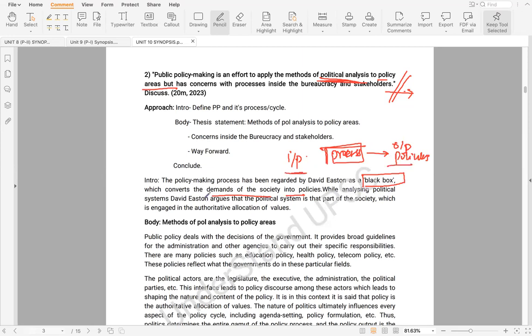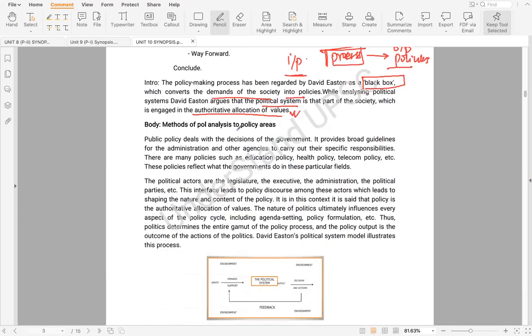While analyzing the political systems, David Easton argues that the political system is that part of the society which is engaged in the authoritative allocation of values. Methods of political analysis to policy areas. Public policy deals with the decisions of the government. It provides broad guidelines for the administration and other agencies to carry out their specific responsibilities. There are many policies such as education, health, telecom, etc. These policies reflect what the governments do in these particular fields. So this is nothing but political statements reflected via policies.